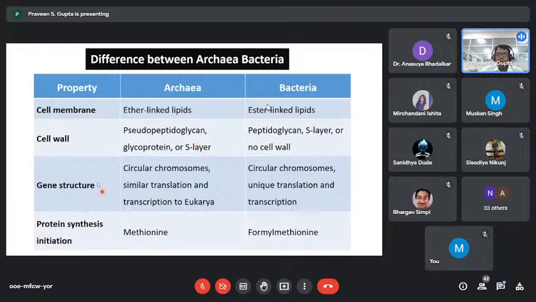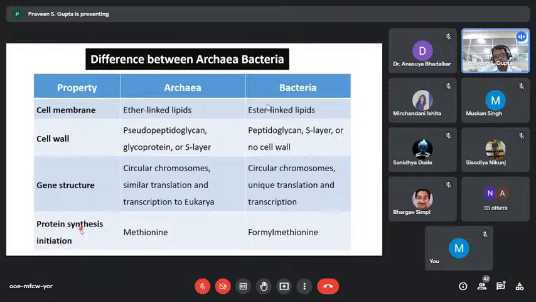And if I'm talking about the gene structure, bacteria have unique transcription and translation, which you have studied as bacterial or prokaryotic transcription and translation. But archaea match with the eukaryotes in terms of their transcription and translation. So this is not unique actually. Archaeal transcription and translation is very much equivalent to the eukaryotes. This is the third major difference.